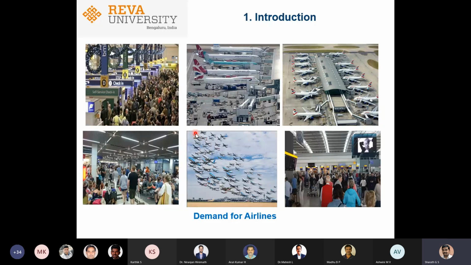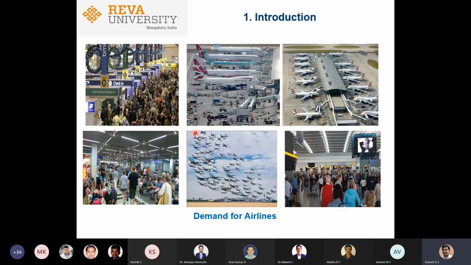The demand for airlines has increased by many folds over the years. This demand is due to various reasons like low-cost airlines and affordability to middle-class people. These are some of the reasons for the increase in demand.